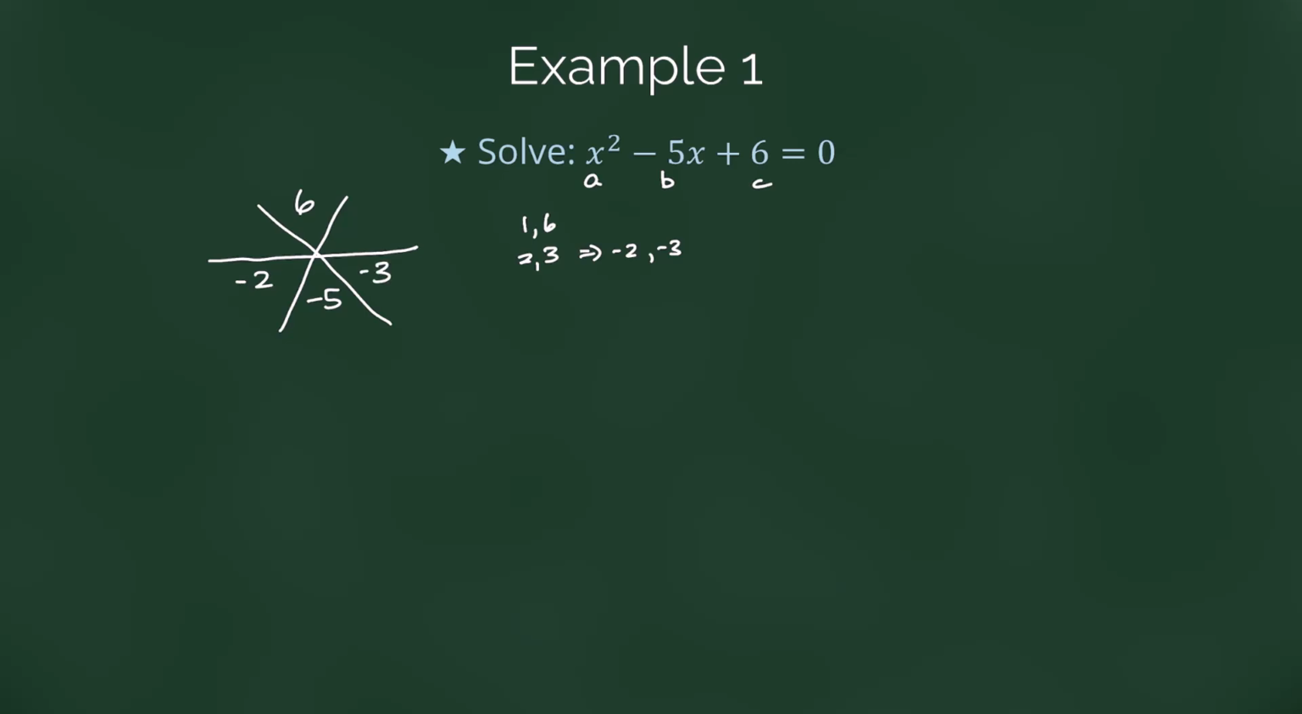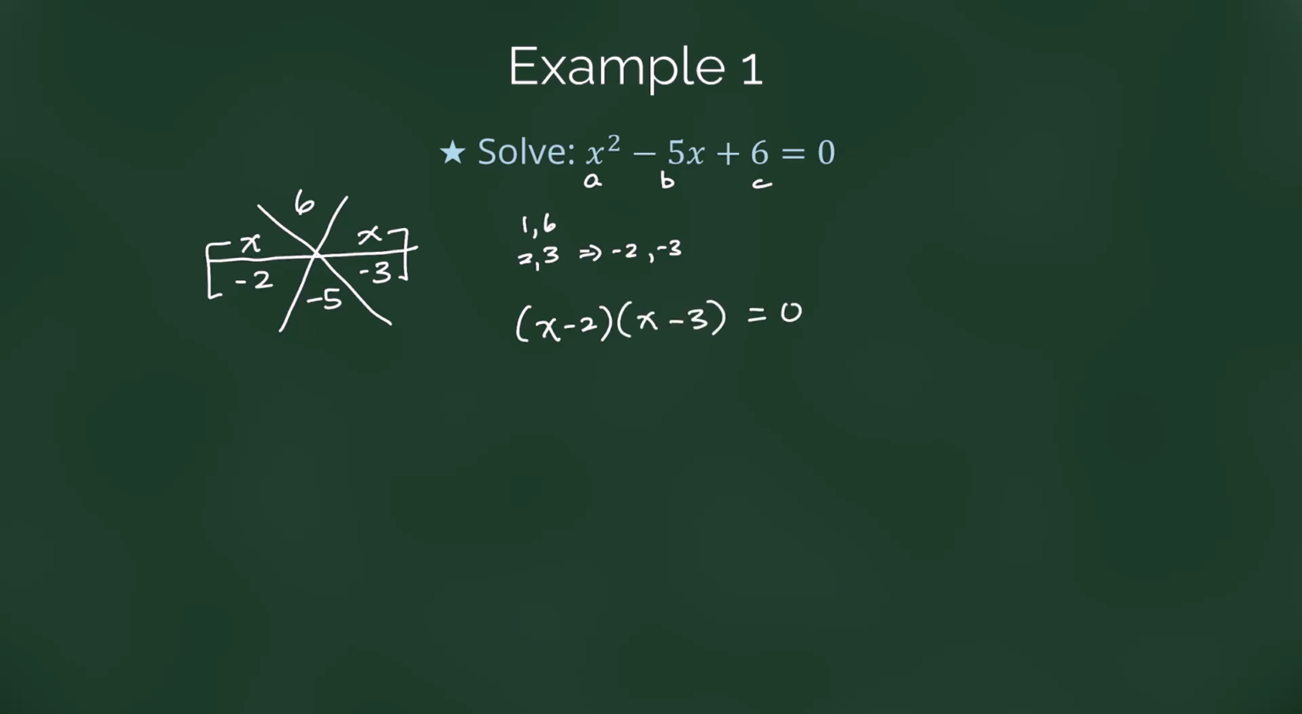We just have an x from our first term. Remember, we drop off the exponent and we keep the a value, so a is 1, so we just write x here. And then if we need to, we simplify, but we have x minus 2 and x minus 3, so those are our factors. So what we have now is that our equation is x minus 2 times x minus 3 equals 0.